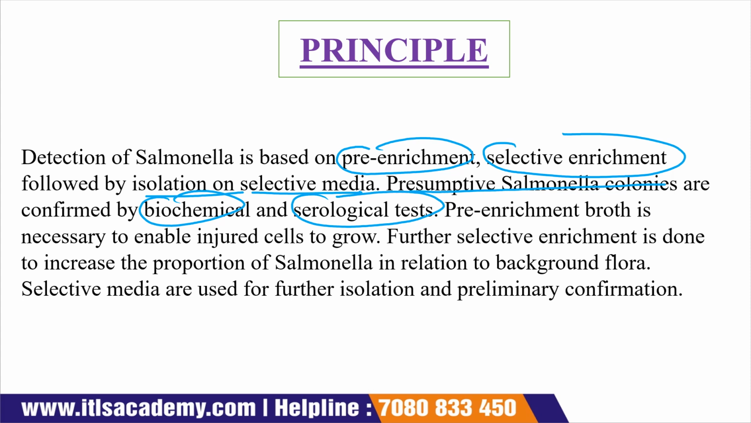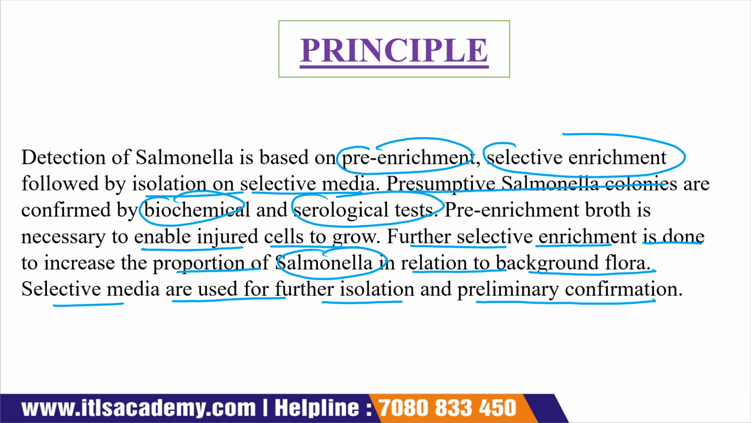After that, the Salmonella colonies are confirmed by two different tests, biochemical and serological. Enrichment broth is necessary to enable injured cells to grow. Further selective enrichment is done so that it will increase the proportion of Salmonella in relation to the background flora. Selective media are then used for further isolation and preliminary confirmation.